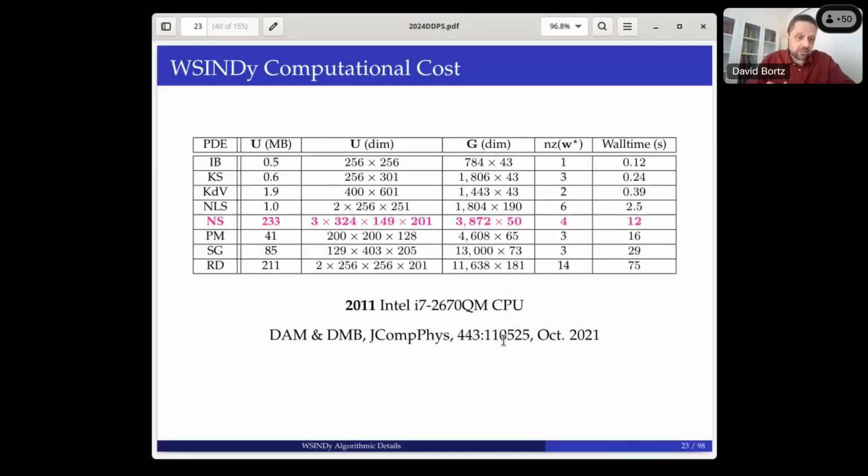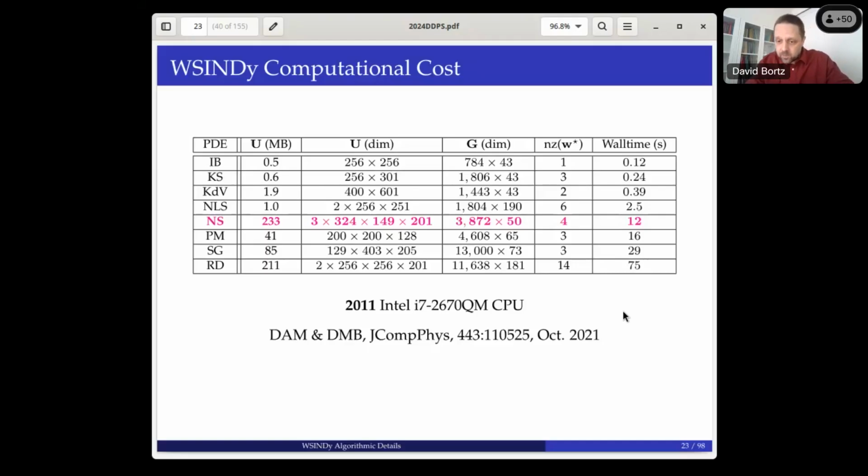Because it's just a linear regression problem. You're just solving Ax equals b. It's not a small system. You do have to worry about G being 11,000 by 181 in a reaction diffusion system, but to be able to correctly learn that that is a reaction diffusion spiral wave system in 75 seconds seems very interesting, and a compelling result that, if you have data like that, would be something to consider using this method on to see what comes out of it.